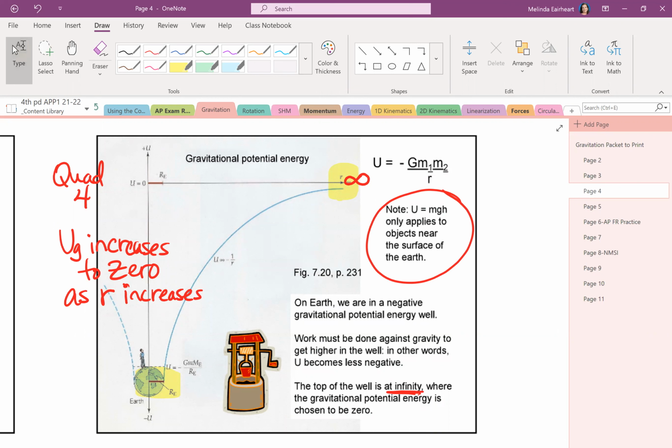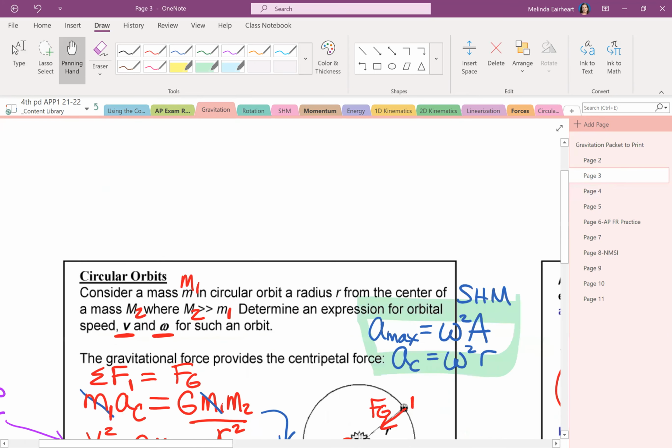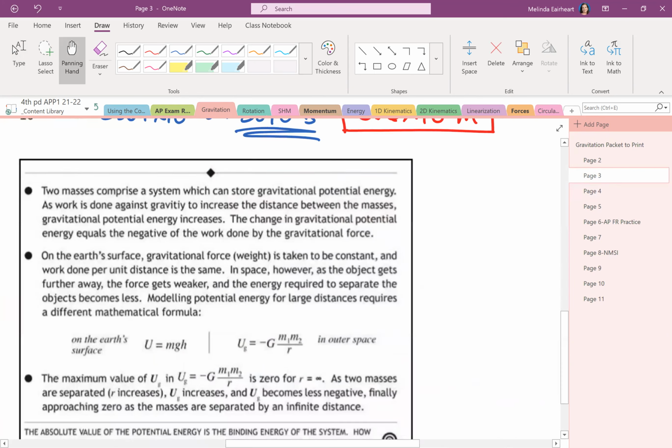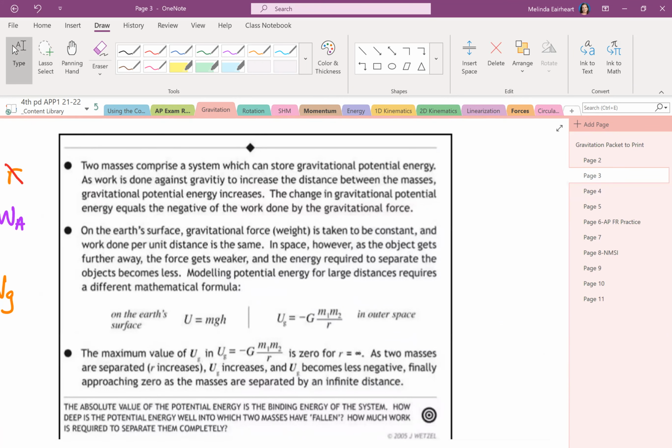Okay. I think there was one more slide on page 3. Let me check. Oh, it's the explanation of what we already said.